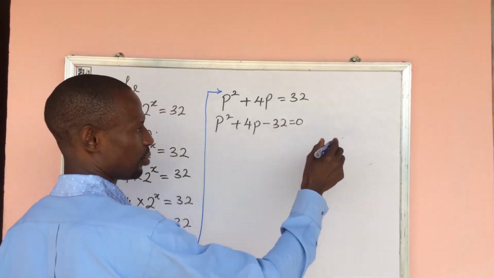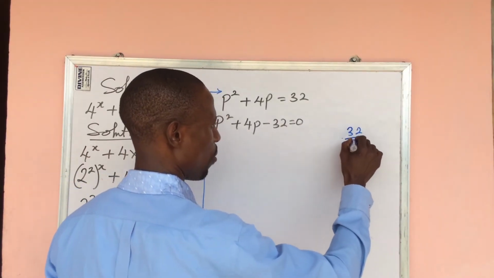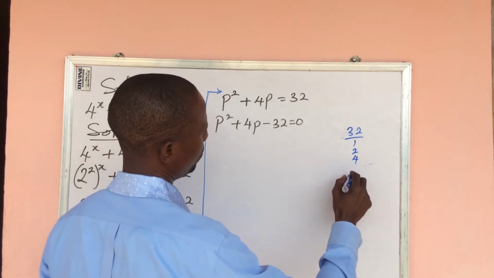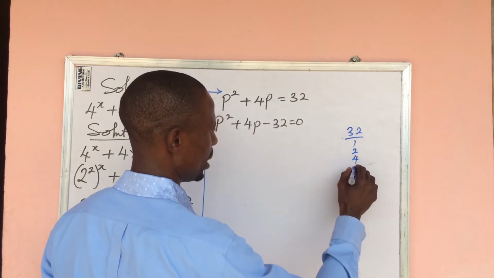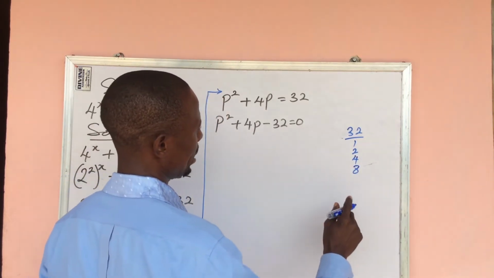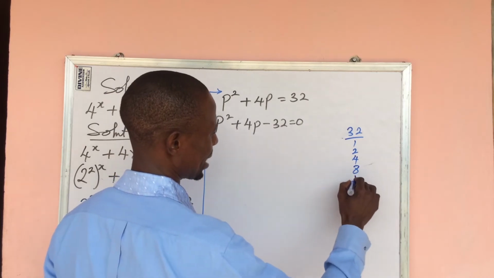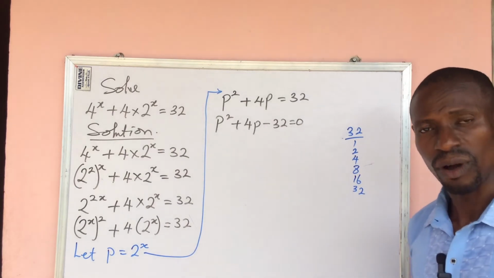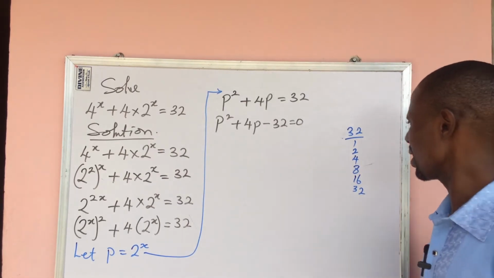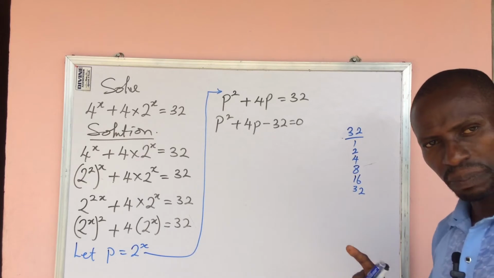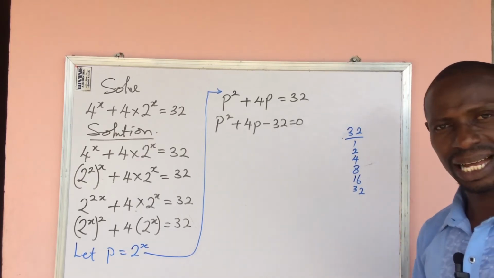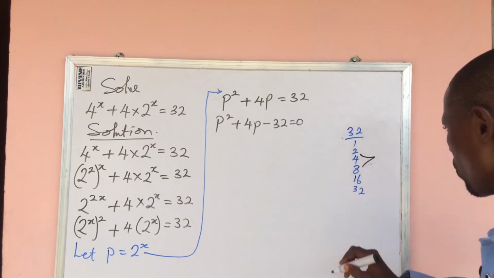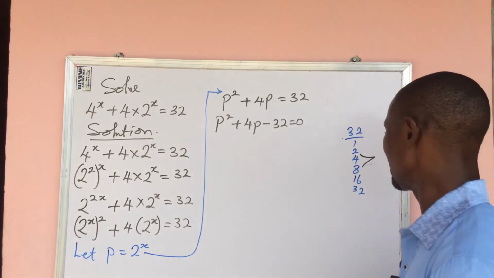Bringing out the factors of 32, this will give us 1, 2, 4, 8, 16 and 32 itself, because every number is a factor of itself. So from these numbers, let's pick two numbers whose multiplication will give us 32 and whose addition will give us 4. From our analysis, we're going to have 4 and 8.